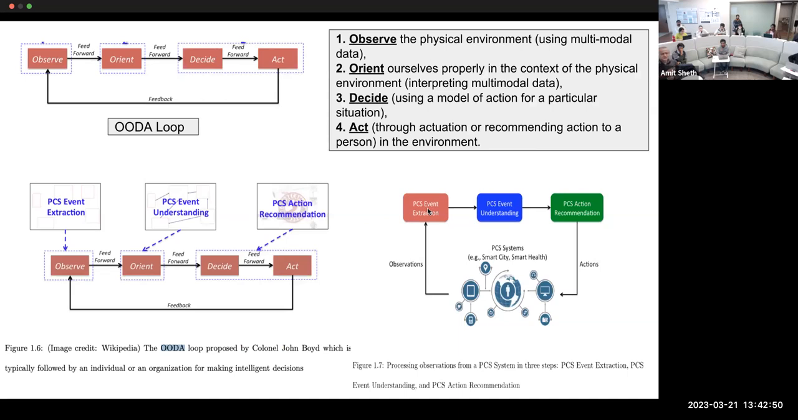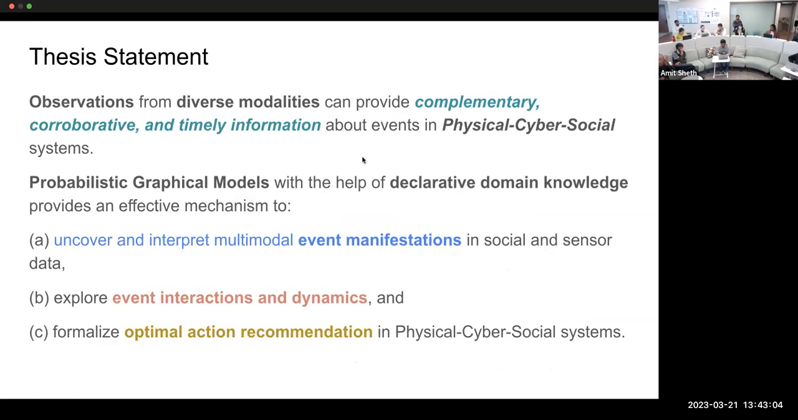Can you describe what is a physical cyber social system, or cyber physical social system? It's basically an interaction between the physical components like hardware, and cyber means it includes the software systems, and social means it integrates the influence of social media, and physical, basically multiple sensors, right? Yeah, multiple sensors.